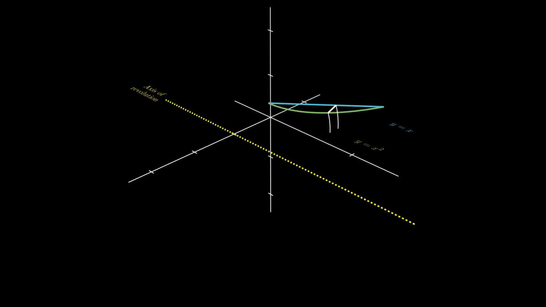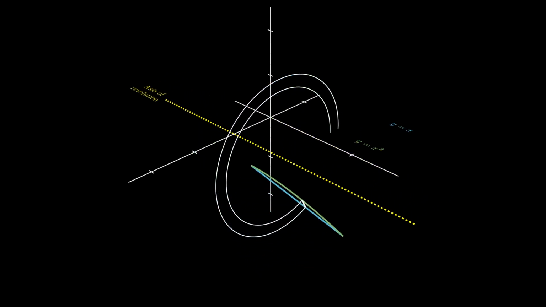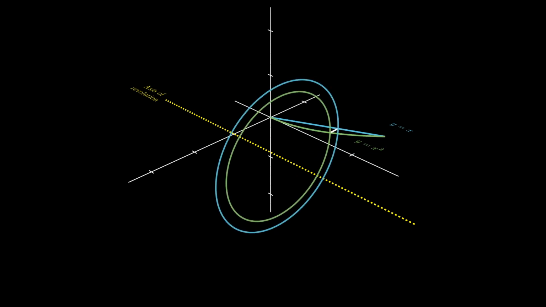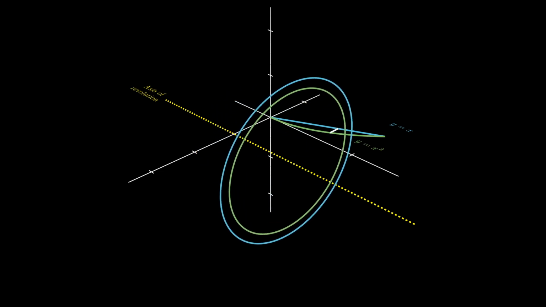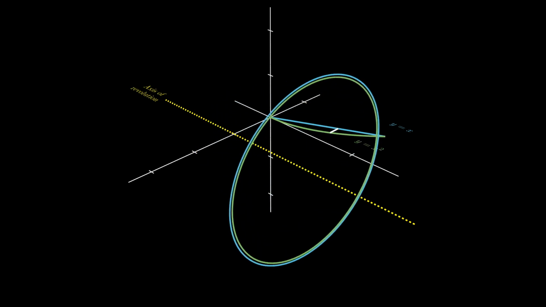So now look at this. I'm rotating the area between y equals x and y equals x squared around a different axis of rotation. The only thing that changes is the radius of the outer and the inner circle of the washer.